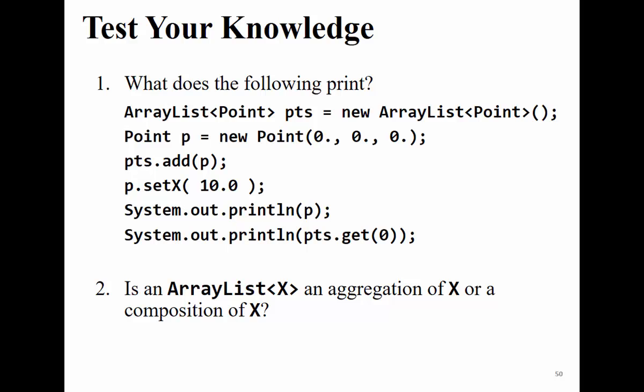But what is X? X is 10. Then I ask to print P. P will be what? 10, 0, 0. Then I ask the array list to print the point at location 0. What should I see? 10, 0, 0. So the relation between the point and the point in the list is aggregation, because both share the same address. By default, Java implements the aggregation relation between the array list and the objects inside the array list.